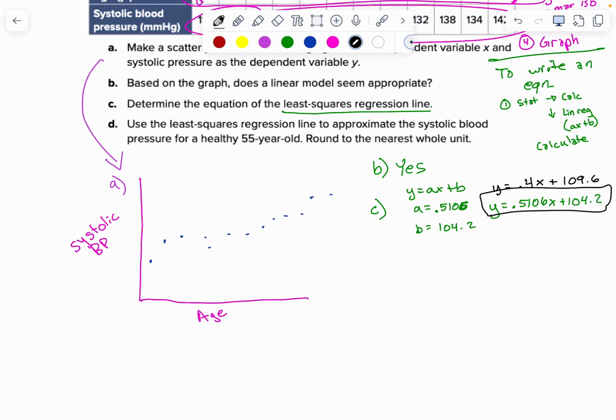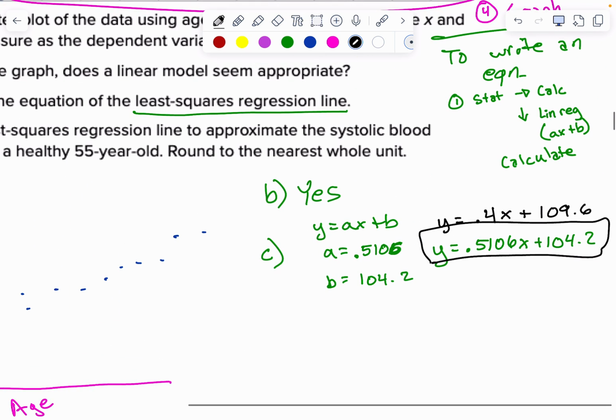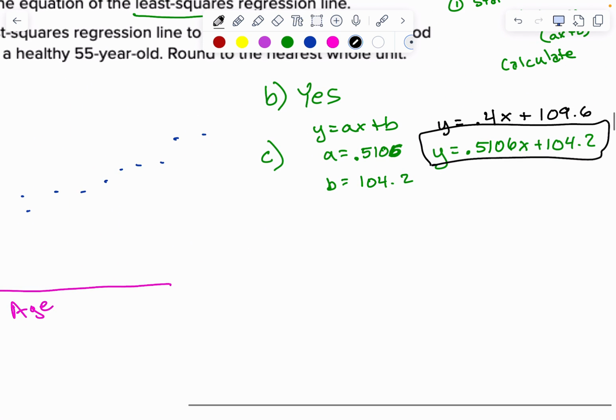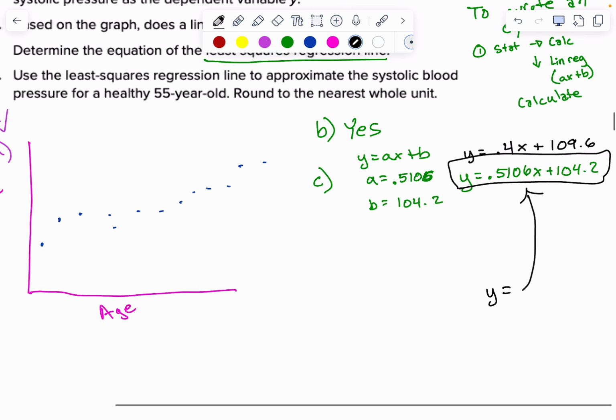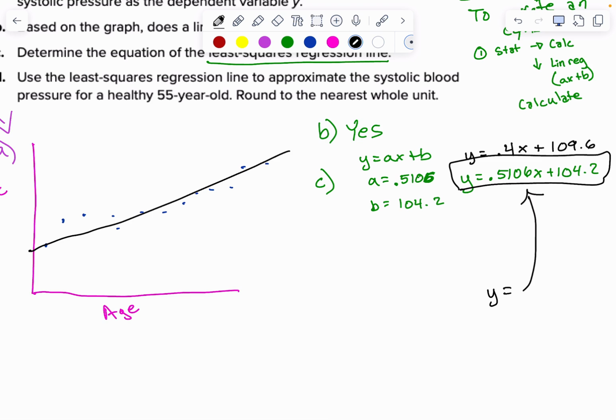There is C. Determine the least squares regression line. Now, do you want to know something fancy? You don't have to do this, but you can. Go to your y equals button and type in this equation. Then hit graph, and it will put the line on there for you. You can see it draw a line like this. That's what mine is like.